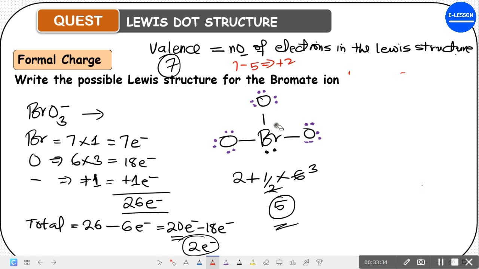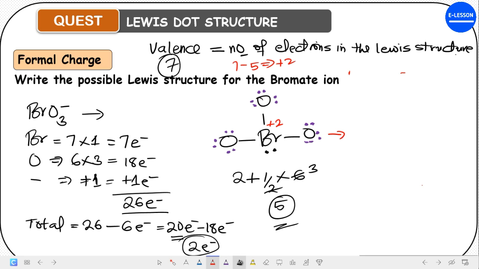True or false? Because we said the charge present there is the number of valence electrons minus the number of electrons attributed from the Lewis structure. Is that okay? So 7 minus 5 is plus 2. But the most stable structure is the one in which this charge is 0. Bromine should be 0.